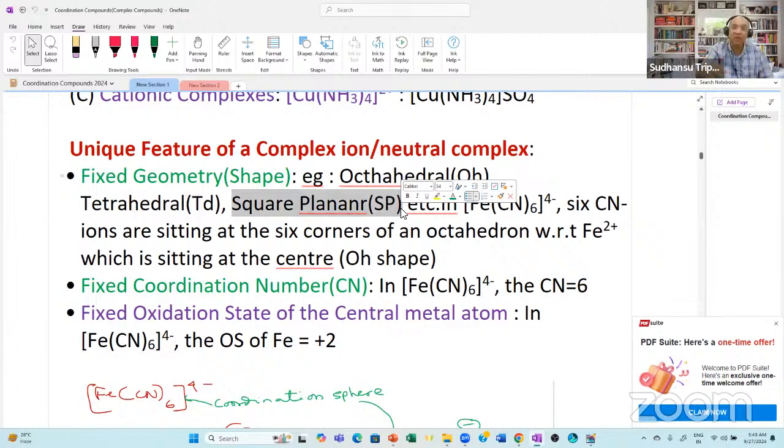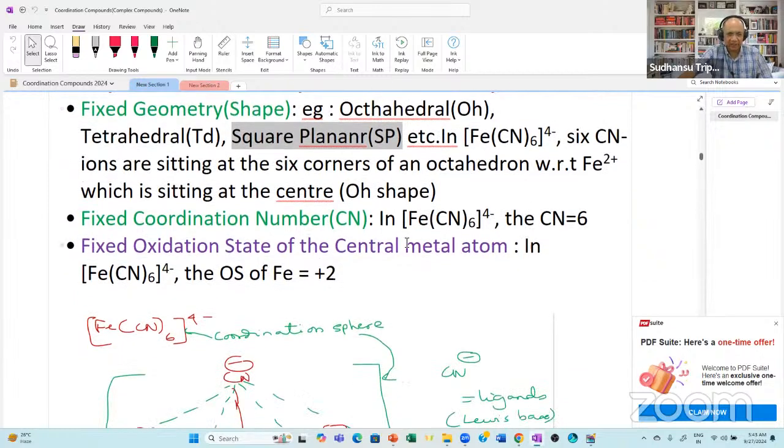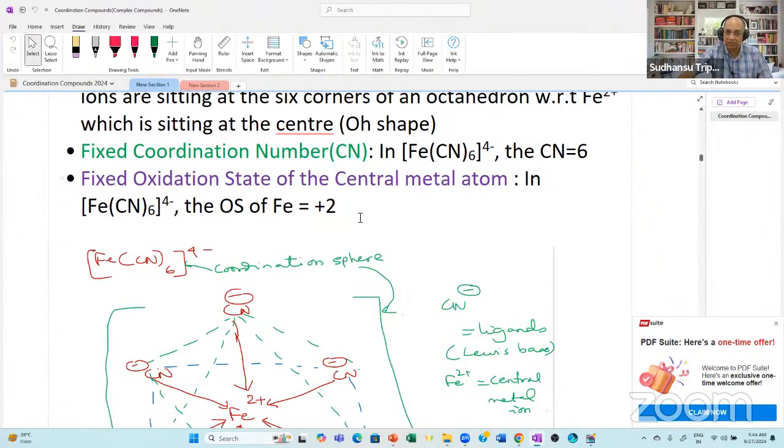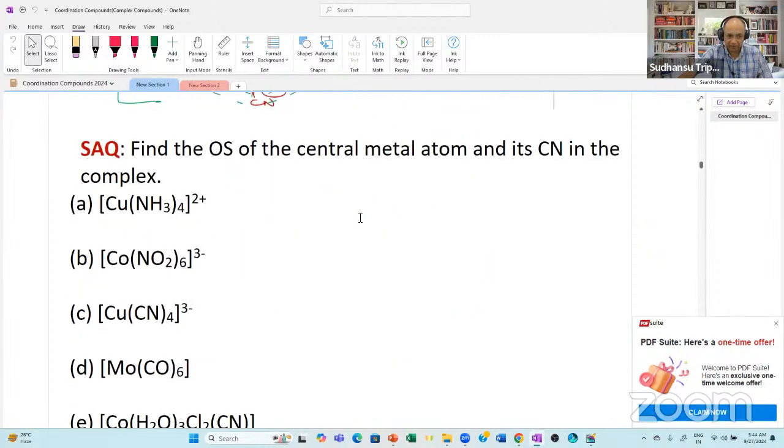In normal covalent molecules, we have never come across square planar geometry. But in complexes having coordination number 4, you will get more square planar geometry than tetrahedral geometry. And also trigonal bipyramidal, all that we'll study. It will have a fixed coordination number like 6 or 4 or 5 or 7, and the oxidation state of the central atom is fixed. The example I have given you.